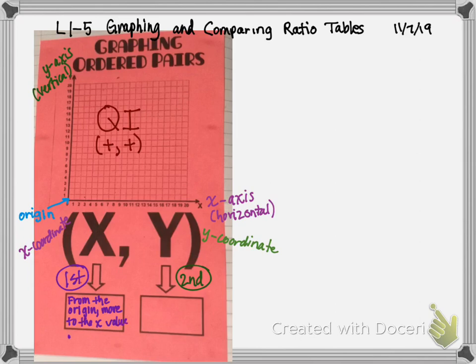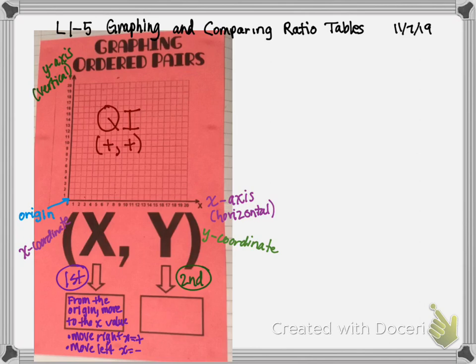Now, there's 2 ways to move. For us, we're only dealing with positives, but as we get into all 4 quadrants, this can happen. We're going to move right when our x is a positive, and we're going to move left from the origin when our x is a negative. Okay? Now, notice I'm not saying make any marks. I just said move there.